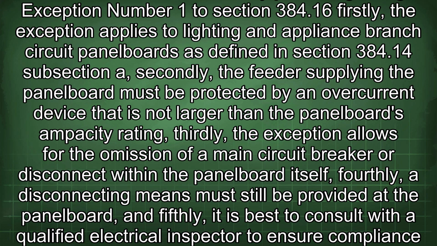Now, let's summarize the key points regarding exception number 1 to section 384.16. Firstly, the exception applies to lighting and appliance branch circuit panel boards as defined in section 384.14 subsection A. Secondly, the feeder supplying the panel board must be protected by an overcurrent device that is not larger than the panel board's ampacity rating. Thirdly, the exception allows for the omission of a main circuit breaker or disconnect within the panel board itself. Fourthly, a disconnecting means must still be provided at the panel board. And fifthly, it is best to consult with a qualified electrical inspector to ensure compliance with all applicable codes and regulations.